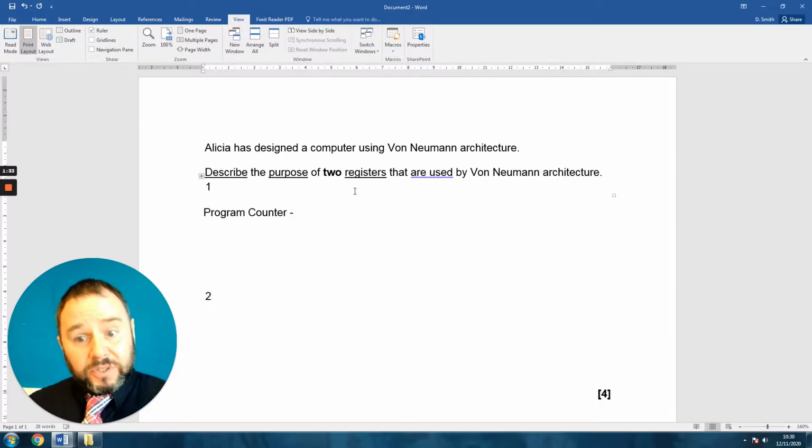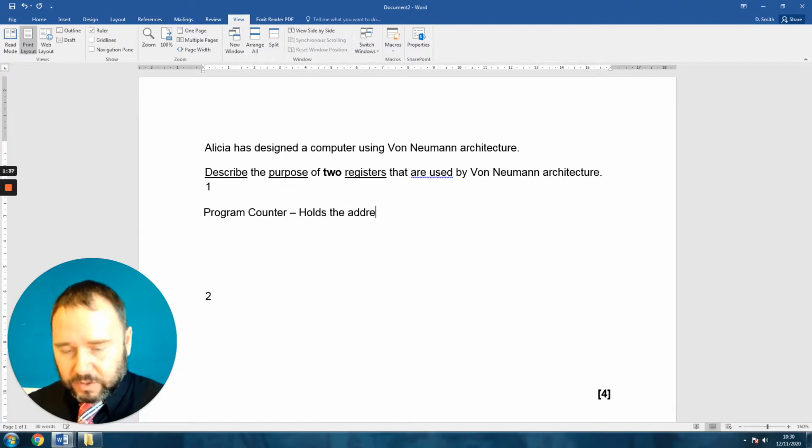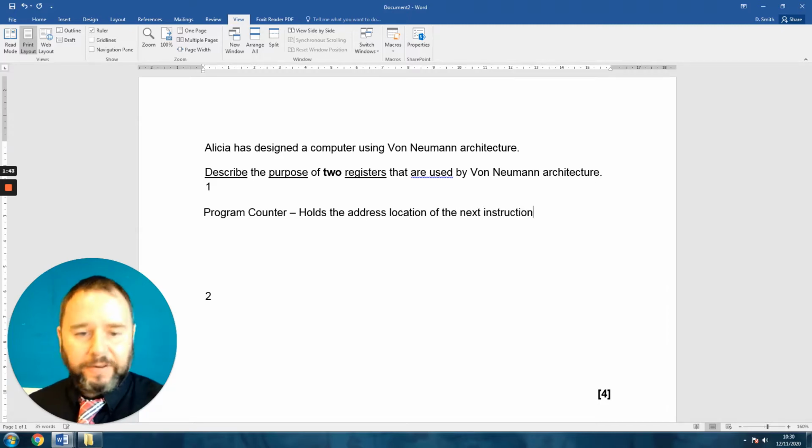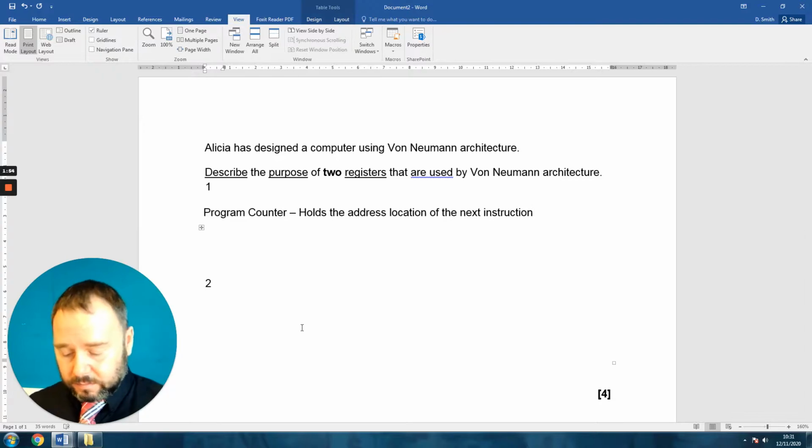So program counter, what does that program counter do? It holds the address location of the next instruction to be fetched. But, program counter holds the address location of the next instruction. That's pretty much it. That'll get us 2 marks. So let's pick another easy one.